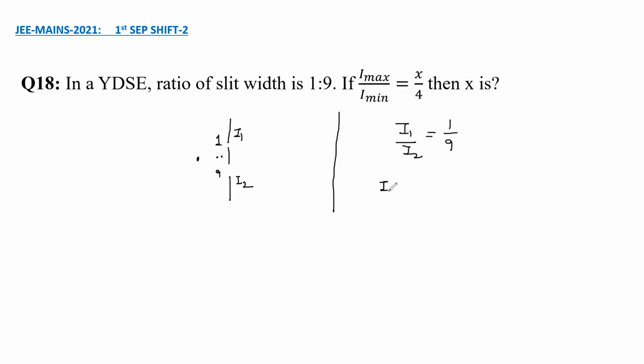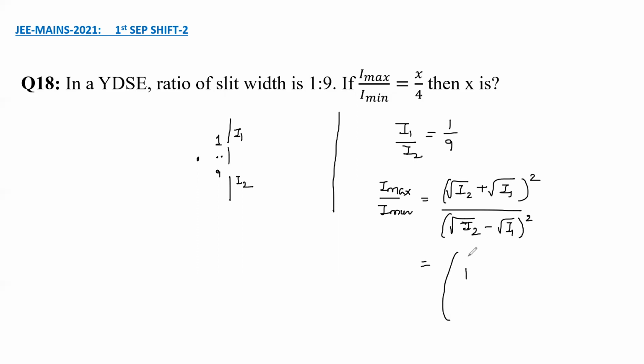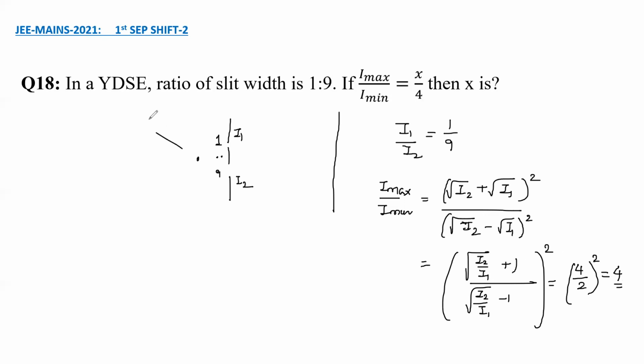Now, as we know, Imax by Imin on the screen, we have a standard formula, that is root I2 plus root I1 whole square divided by square root of I2 minus square root of I1 whole square. So this is nothing but square root of I2 by I1 plus 1 divided by square root of I2 by I1 minus 1, the whole square. I2 by I1 under root is 3. So we will be getting 4 by 2 whole square, which is nothing but 4. So the answer to this question is 4.